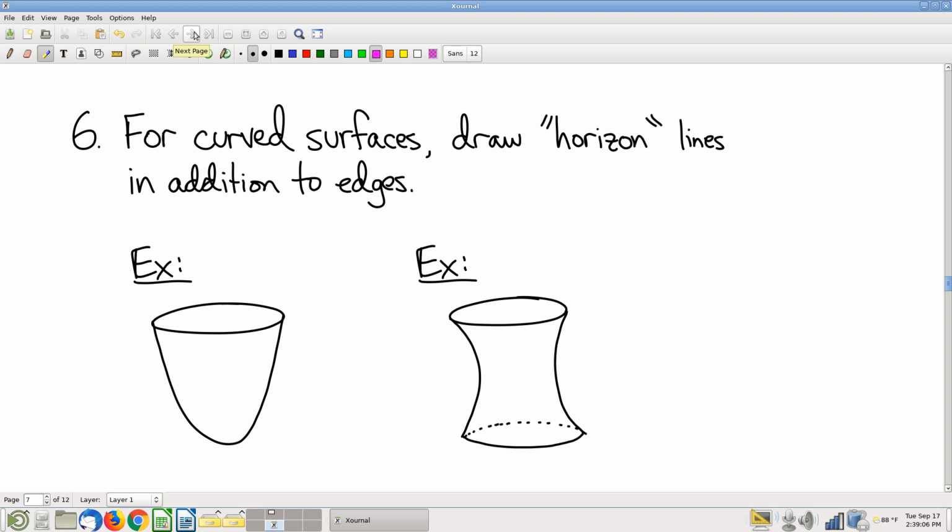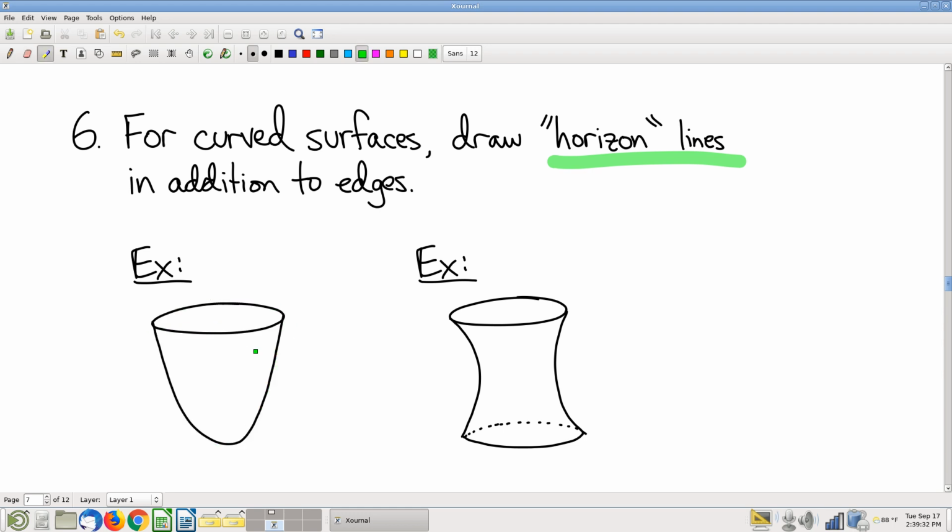So another thing that we draw when we want to represent something, not edges, is something called horizon lines. Nothing is really on the surface, nothing is actually happening on a horizon line. It's just how you perceive the item in question. So for example, let's look at this paraboloid here. And you can kind of visualize that that is a paraboloid.